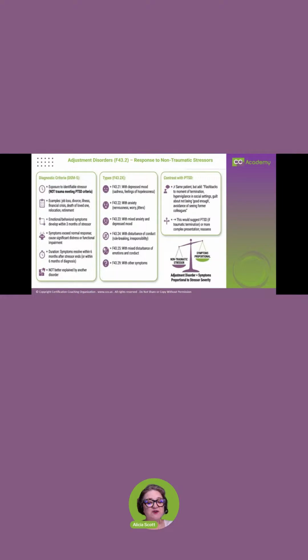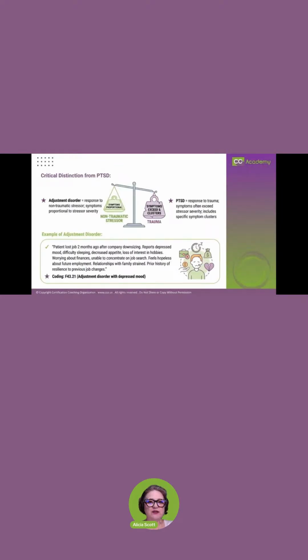And what's the functional impact? Was it work, relationships? Maybe it's self-care. And has the patient experienced previous adjustment difficulties with similar stressors? That really gives context. Now, here's the critical distinction from PTSD. Adjustment disorder is a response to a non-traumatic stressor, and the symptoms are proportional to the stressor severity. So PTSD is a response to trauma, and the symptoms often exceed the stressor severity. Plus, PTSD has specific symptom clusters that you have to document.